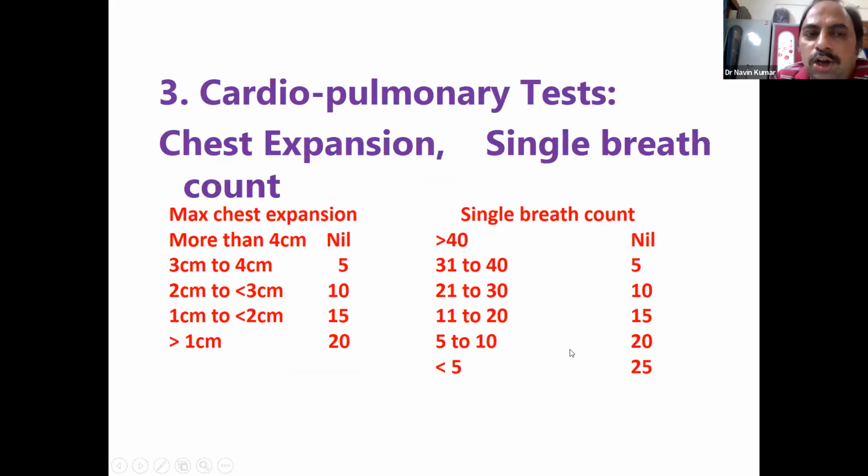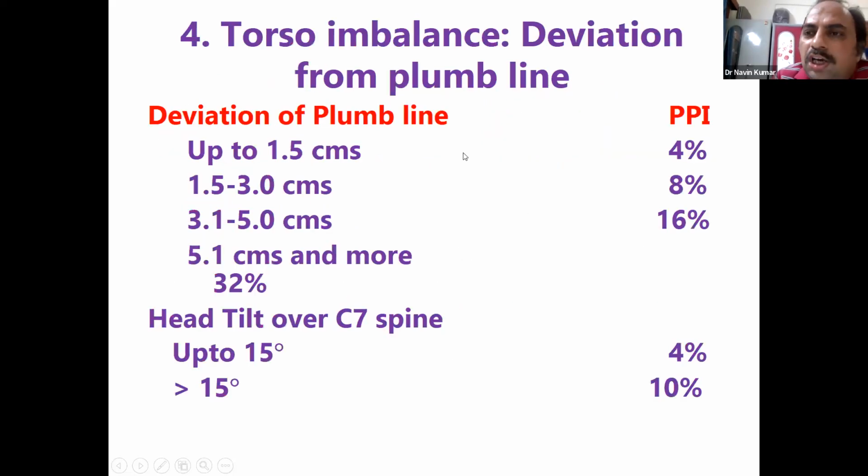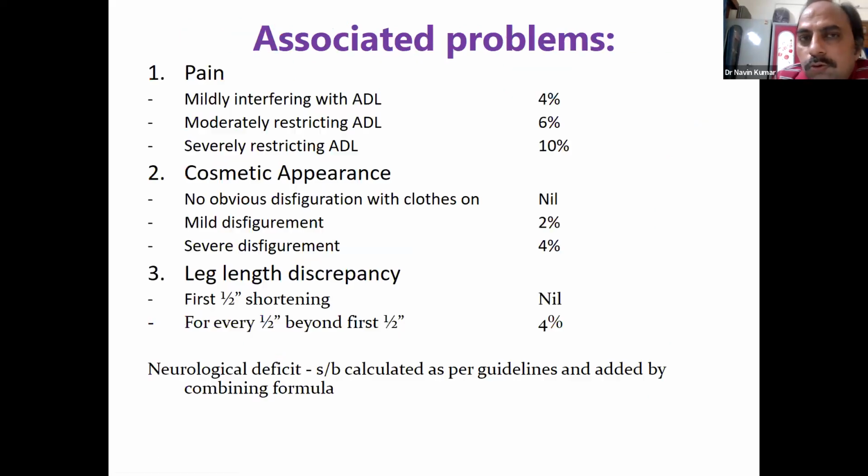Then there are cardiopulmonary tests, which include chest expansion and single breath count. We will measure chest expansion and single breath count and add them, so we get the cardiopulmonary test. And then the deformity component, which is deviation of plumb line and head tilt over the C7 spine. So we will get three components. These three components have to be added by the combining formula.